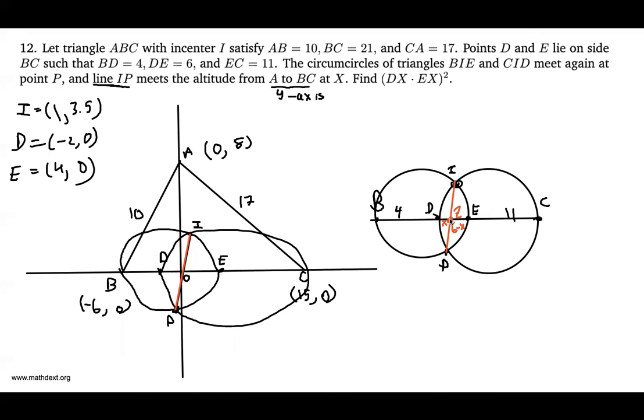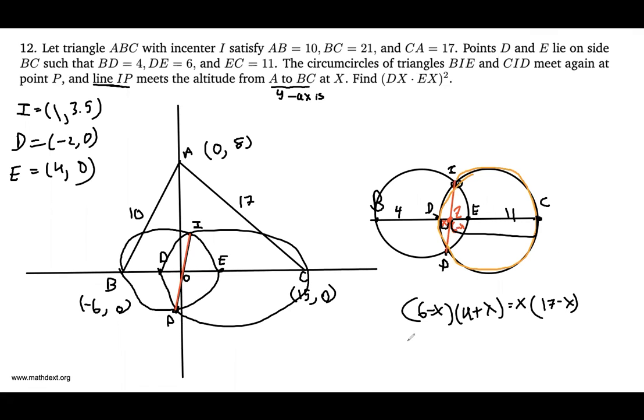But what's the power of point Z with respect to circle BIE? Well, it is 6 minus x, this length, times 4 plus x, this length. Okay, now what's the power of point Z with respect to the other circle, this circle CID? Well, it is equal to this length, x, times this length, 17 minus x. And we can use that to actually find what x is.